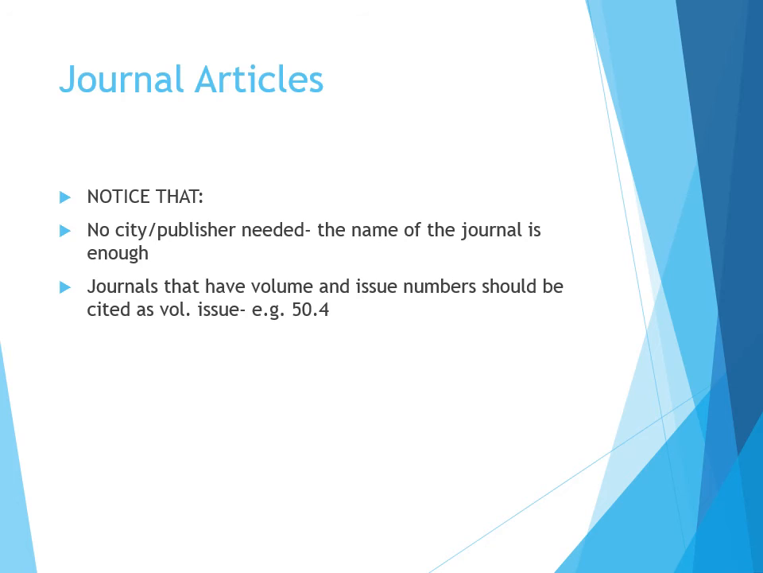Notice that with journal articles, you don't need a city or a publisher. They are small enough and well-known enough journals that the name of the journal is sufficient for anybody who is trying to look it up. And as I mentioned, journals sometimes will also have issue numbers as well as volumes, so use a period between them.